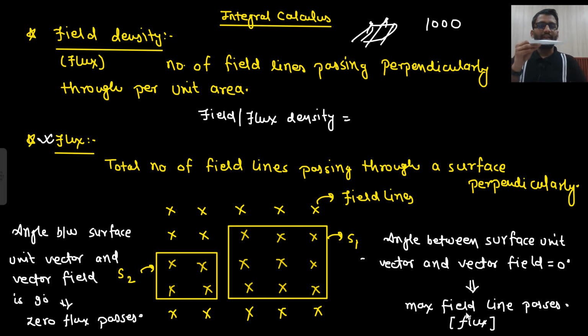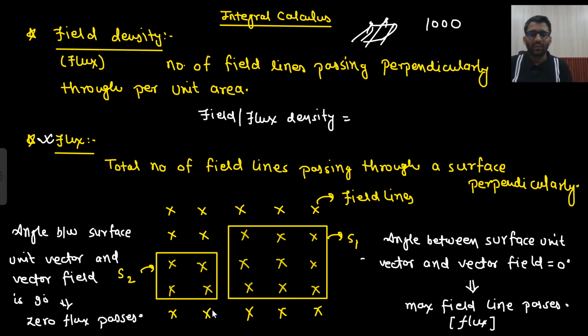And when it is 90 degree, what was the angle between the vector field lines and the surface unit vector? Surface unit vector means perpendicular unit vector I am talking about. This was your perpendicular unit vector and this was your field line. What was the angle? 90 degree. So at 90 degree, zero flux was passing. So what did you understand? Initially both were inclined on each other, then both went like this. What happened there? The angle increased from 0 to 90 degree.